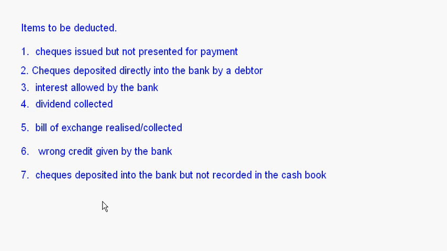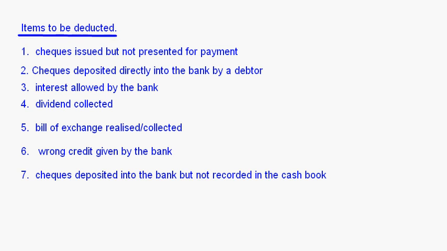Checks have been deposited, so they will be collected and the bank balance will increase, but they have not been recorded in the cash book. So you have forgotten to record it in the cash book, so that means the cash book balance will be less. So in all these cases, the cash book balance is less and the passbook balance is more. Bank balance is more, right? So these items should be deducted here.